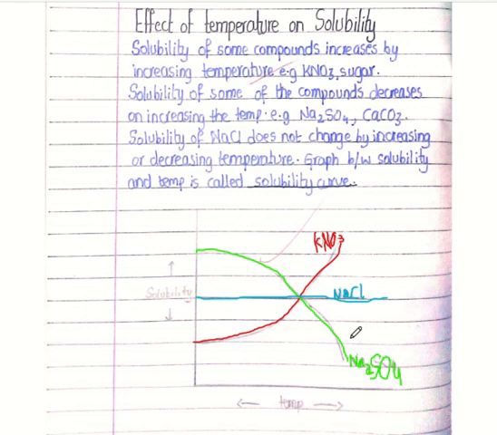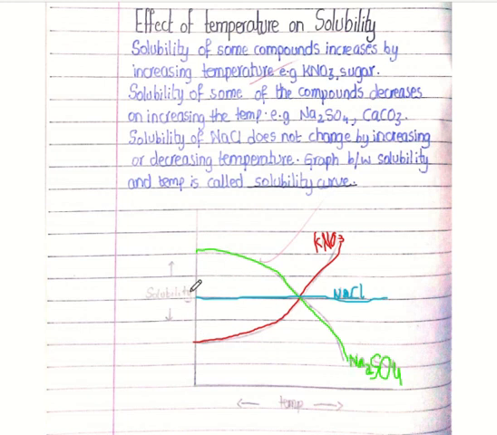Now again, look at the graph. Students, now you will observe a falling curve. This falling curve is shown by sodium sulfate. It explains all this detail: a falling curve means if you are increasing the temperature, the solubility of such type of compounds is decreasing.